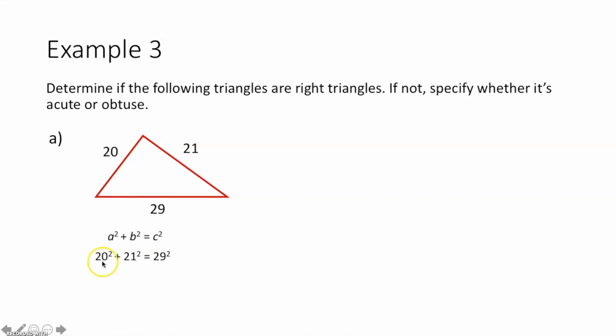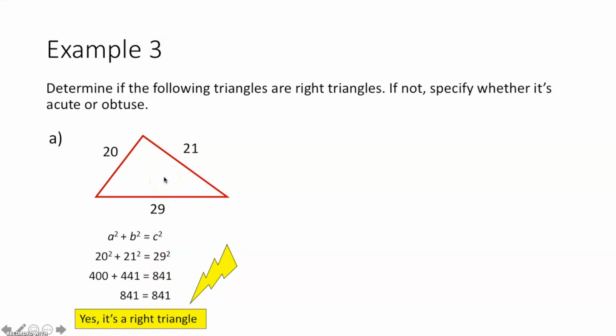Now, we simplify it. What's 20 squared? That's 400. What's 21 squared? 441. And then 29 squared is 841. We then add these together, and look, they equal each other. Boom! Because a squared plus b squared equals c squared, we know that this triangle is a right triangle.